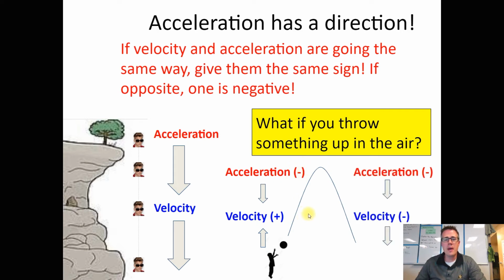Then once it starts coming back down, just like when Justin Bieber was pushed off the cliff, now they're going to be going together. So they're both going to be in the negative direction. Acceleration is going to make velocity move faster and faster.